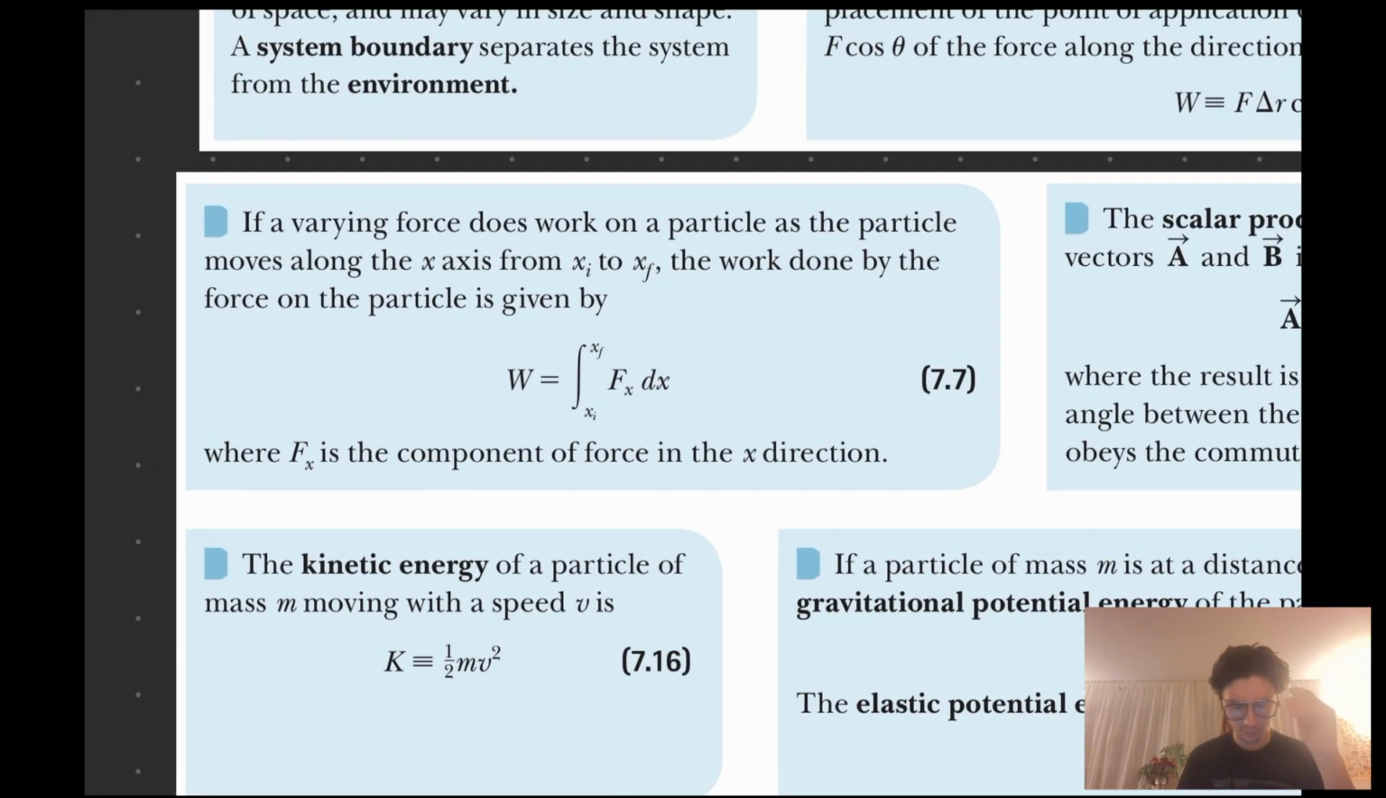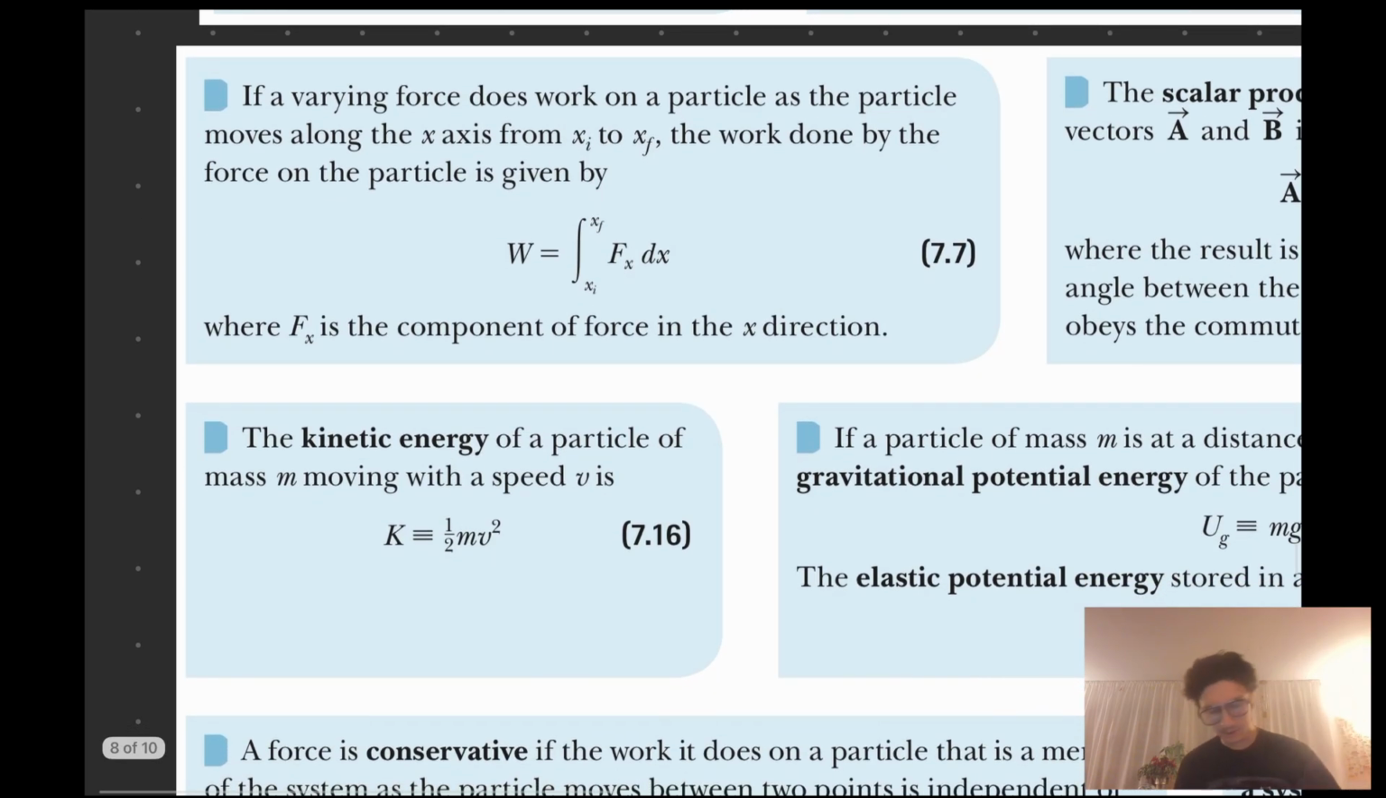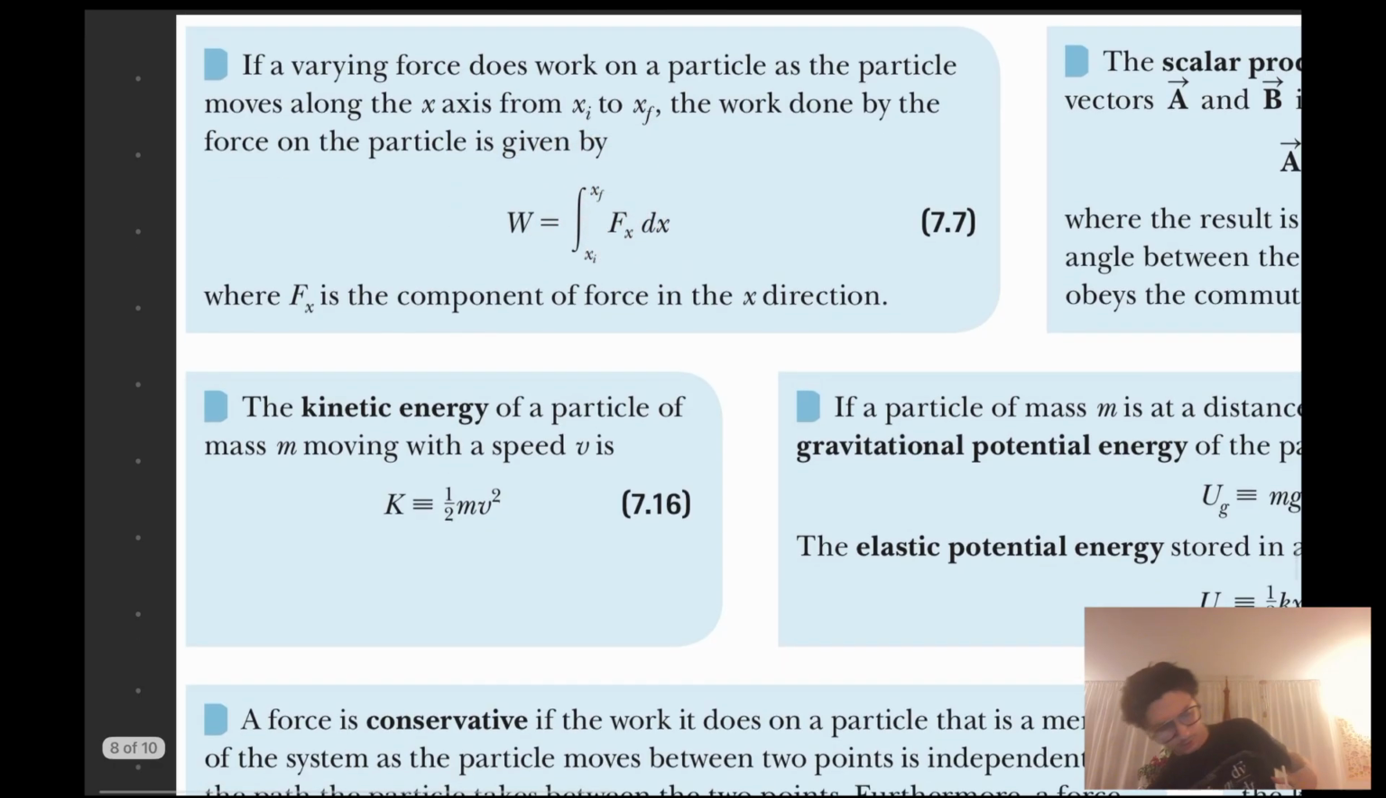If a varying force does work on a particle as the particle moves along the x-axis from x_i to x_f, the work done by the force on the particle is given by, and then here they give you another equation for work. Honestly, not too important. I'm just going to remember work equals force times distance, and that's something that might make an appearance in the problems I'm seeing. But I'm not going to worry about this integral. F_x is the component of the force in the x direction.